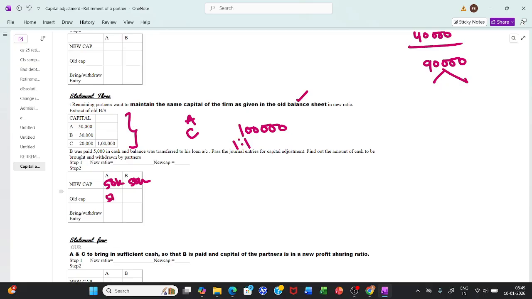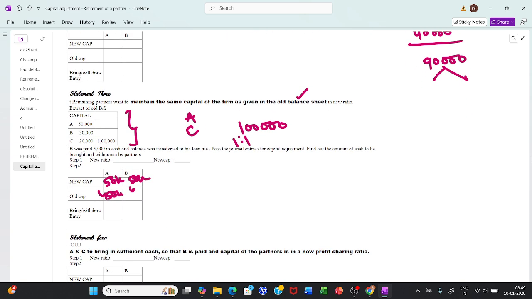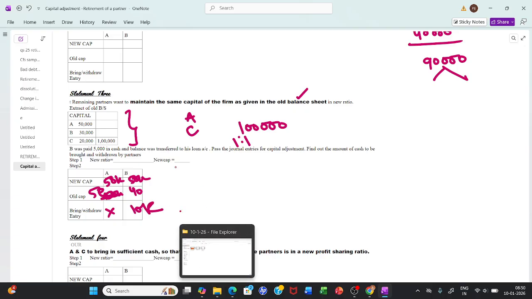Old we already know is 45 and 40. What, I'll just check the amounts. What are their old capitals? Old capitals are 50 and 40. So this person, there is no change. This person brings in 10,000. So new capital is 1 lakh. New ratio is 1 is to 1.